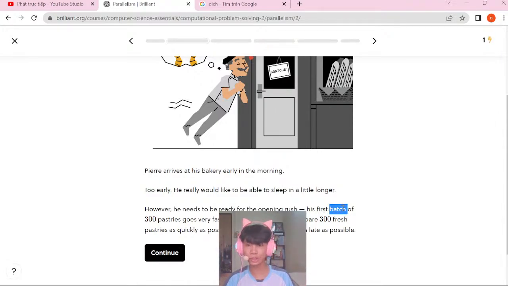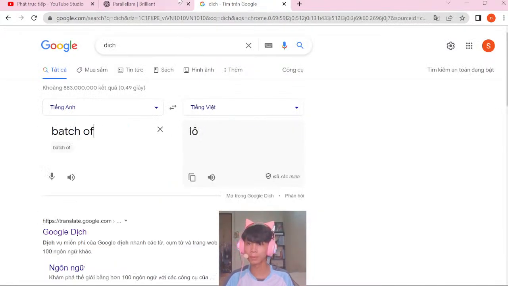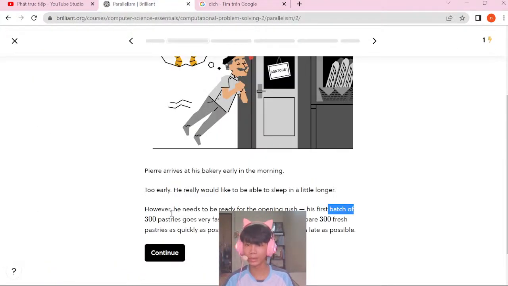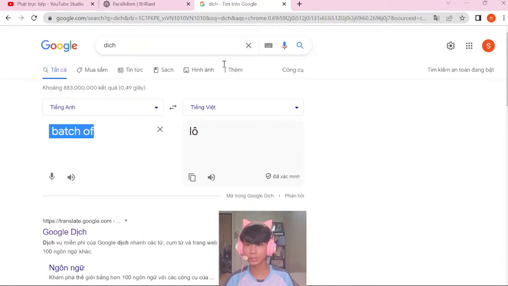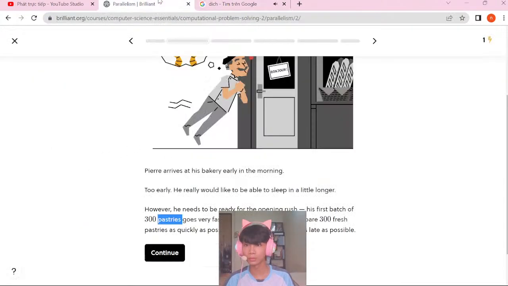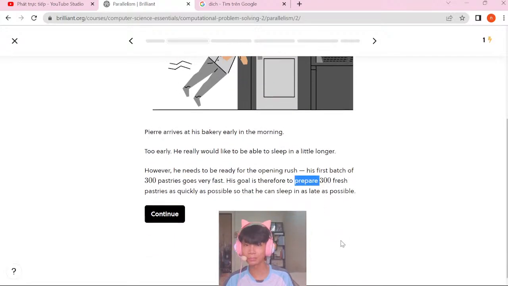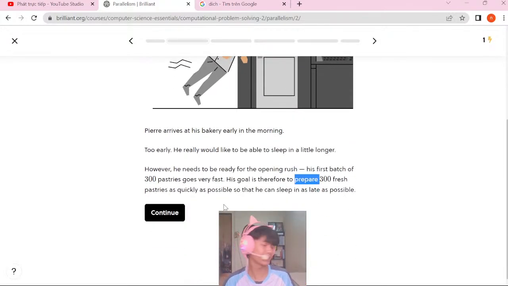His first batch of 300 pastries. Pastries go very fast. His goal is therefore to prepare 300 fresh pastries as quickly as possible so that he can sleep in as late as possible. What does it mean?